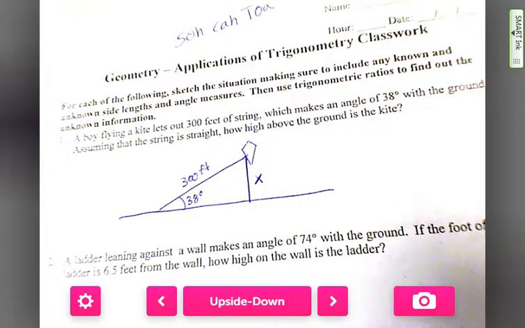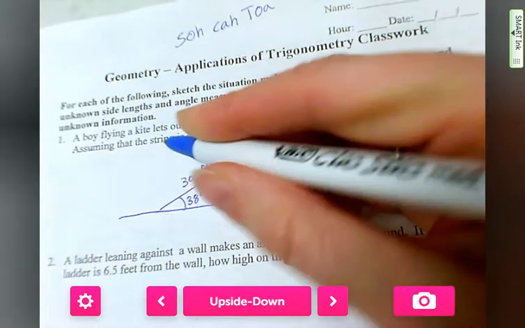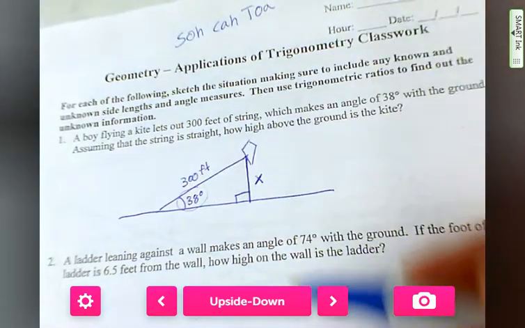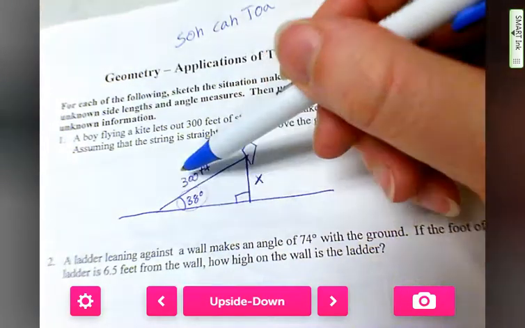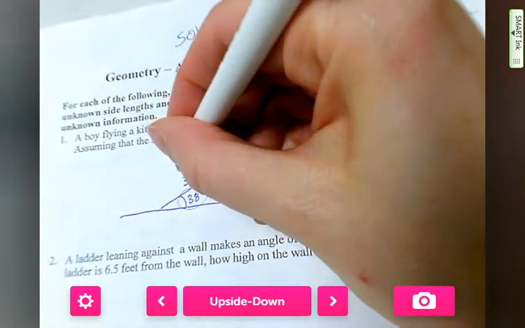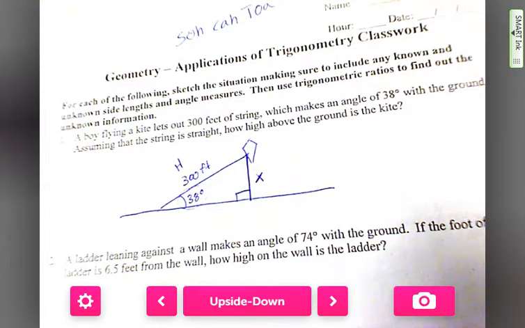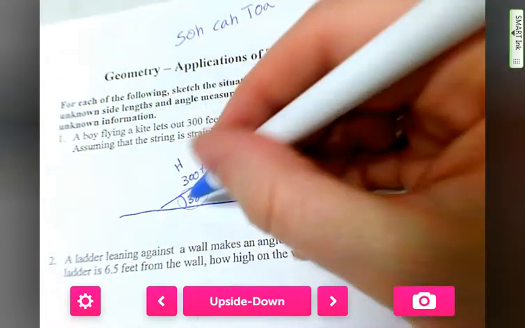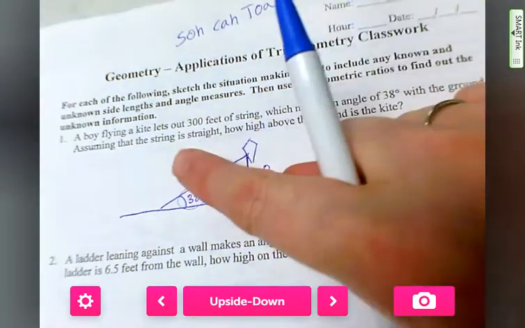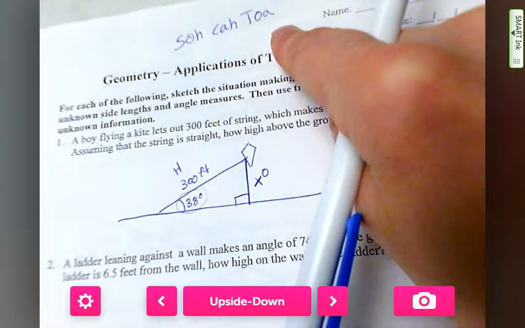Okay. What we're looking at, 38 degrees is my angle. So what is 300 to 38 degrees? Is it opposite, adjacent, or hypotenuse? Hypotenuse. So I'm going to put a little h. What is x? Opposite or adjacent? Opposite. So when we use O and H, which one of these do we use? Sine, cosine, or tangent? Sine.